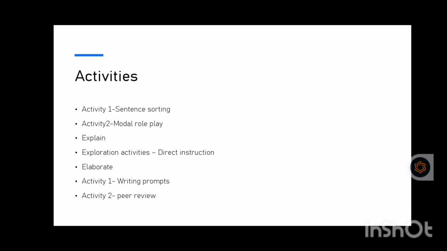And next, activity 2 is a peer review. In pairs, students will exchange their paragraphs and provide feedback on the use of modals, focusing on clarity and correctness. So facilitate a class discussion where students can share their insights from their peer review.